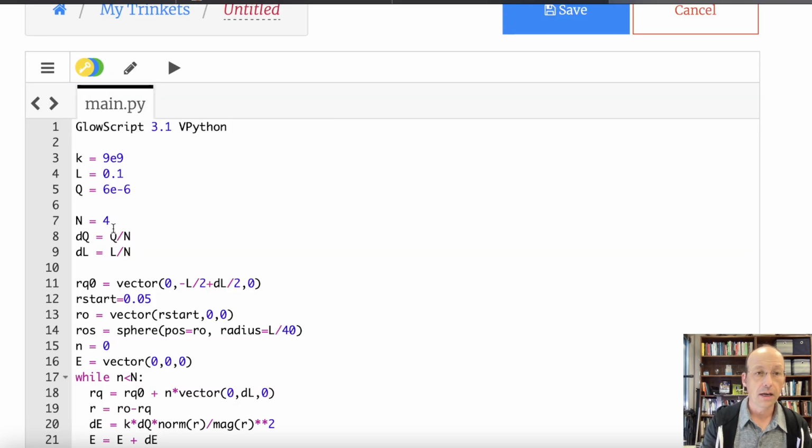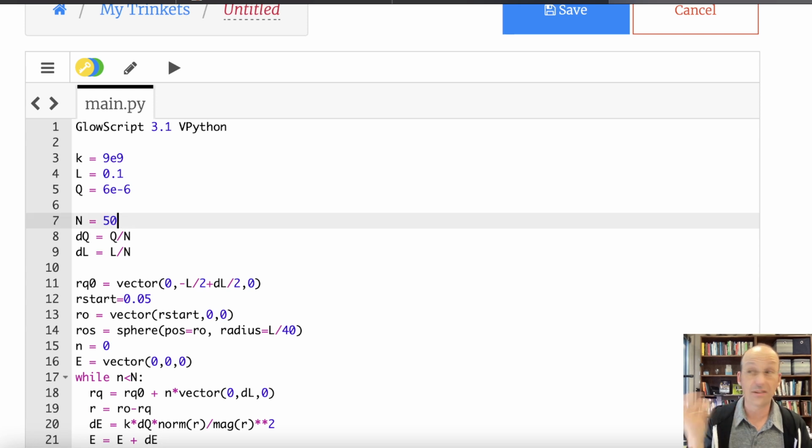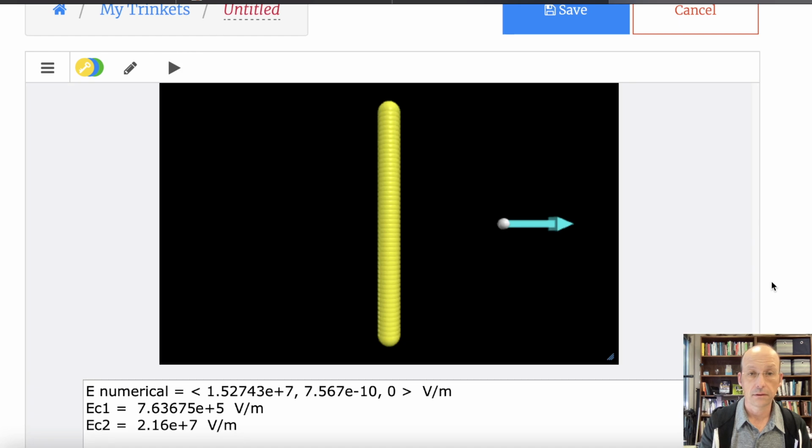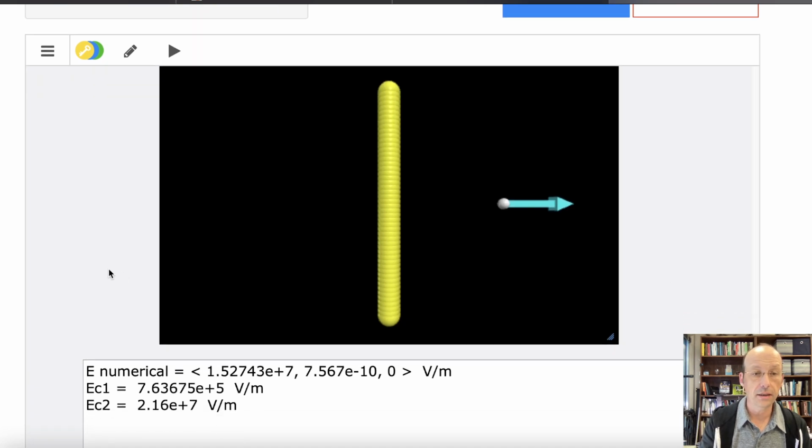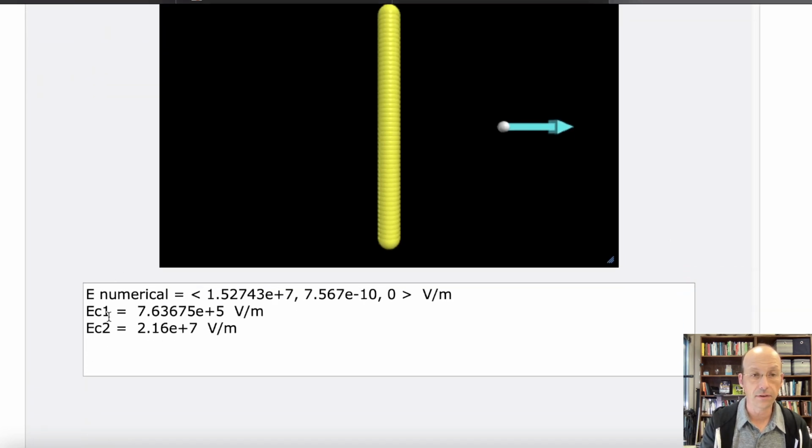So I'm going to go over here. Let's make n equal to 50. Because if it works for 4, it works for 50, right? There's no big difference. And you will see that I get numerical 10 to the 7th. EC1 is not the same.